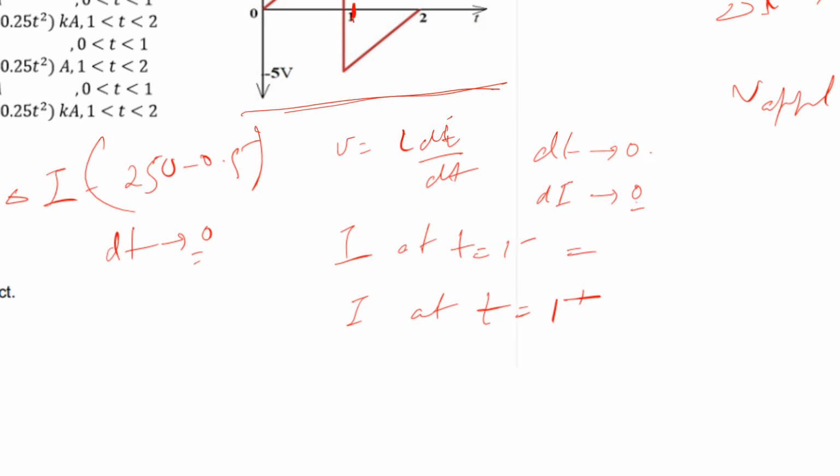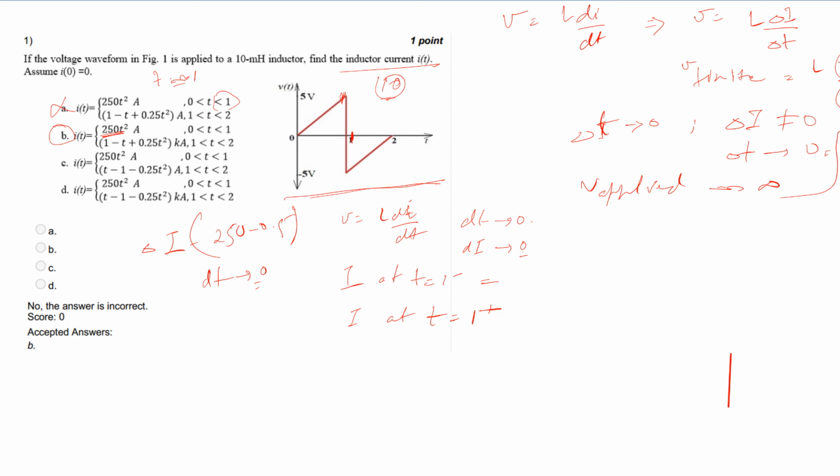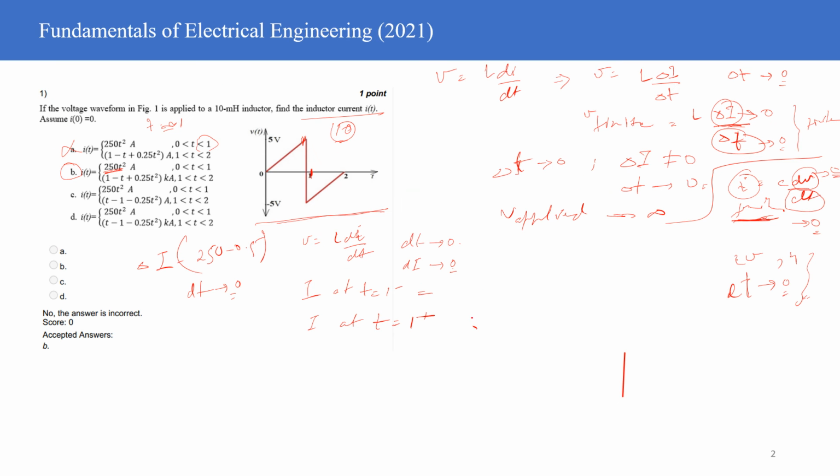With that, let us go to option number C, right? Option C is 250 t square. So again you have 250 amperes current, but at t = 1 plus, you have 1 minus 1 is 0, and this is minus 0.25 times 1 square, that is minus 0.25 ampere. So you have here 250 ampere, and here minus 0.25 ampere. Since both are not equal, this is not a possible scenario.